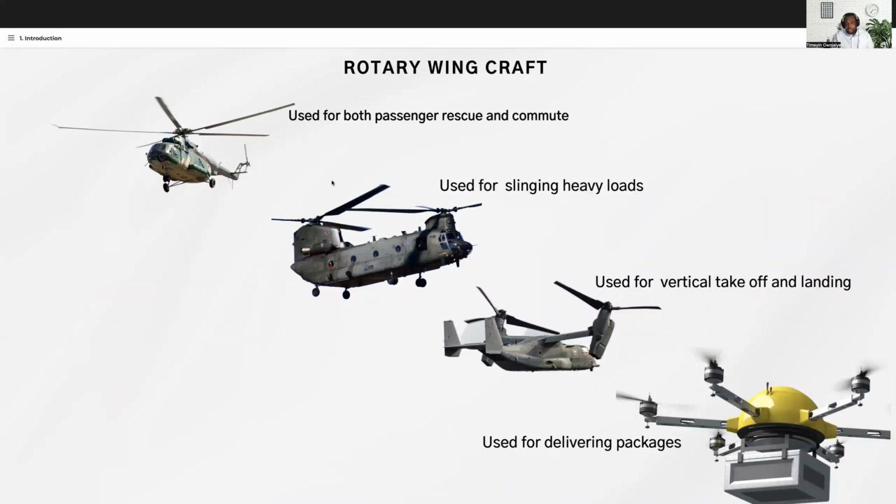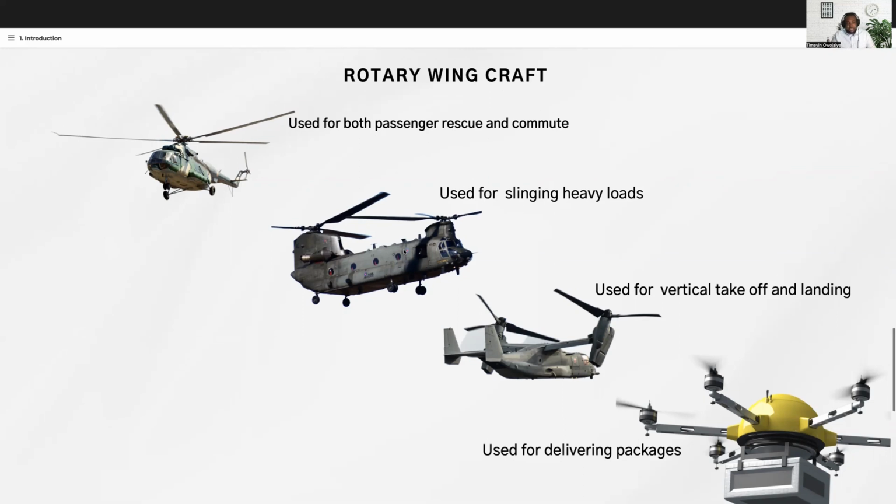These are examples of some of the rotary wing aircraft that we're going to be looking at. This is a Chinook, and we have the Ospreys. We have several different designs.